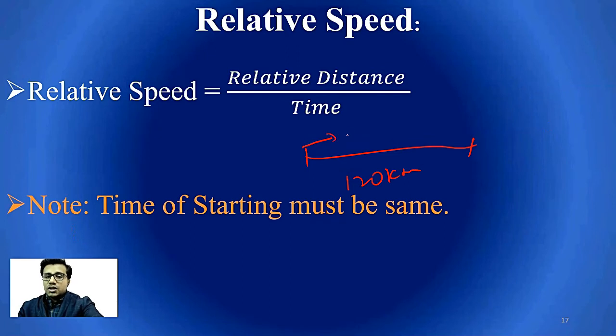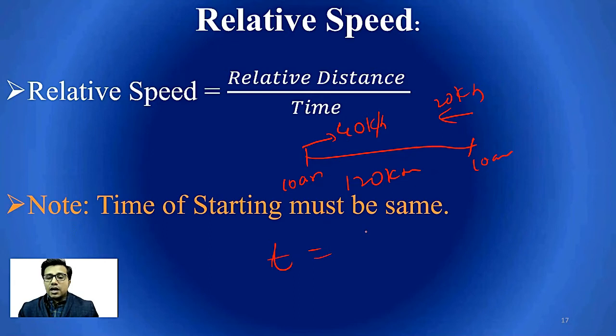Let's say the distance between two stations is 120 km. One train started from station A at 40 km per hour. Another train is starting from station B at 20 km per hour. Because they are in opposite directions, the relative speed will be 60. But both of them must be starting at the same time. Let's say they are starting at 10 a.m. At 10 a.m., the distance between them is 120. So when we apply the relative speed, the time is the distance between them at 10 a.m. divided by the relative speed, that is 40 plus 20. It is 120 divided by 60, that is 2 hours. After 2 hours, they will meet each other.